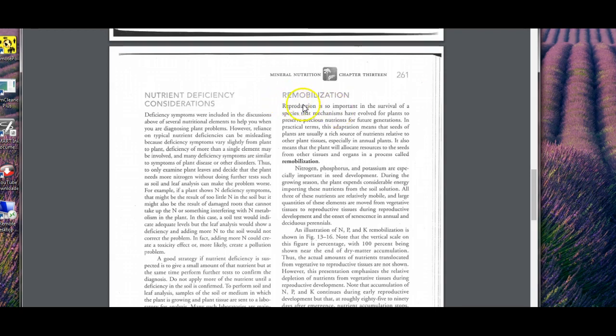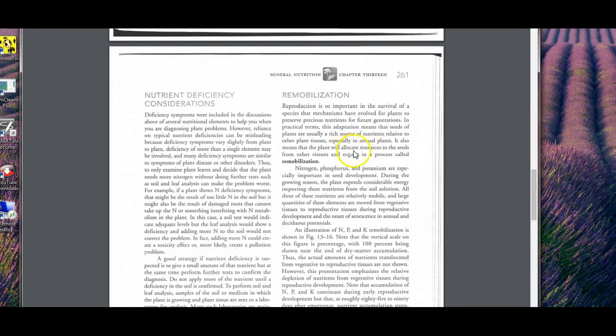Okay, so the last thing we want to talk about is remobilization of these nutrients. Basically, reproduction in plants is such an important part of survival that they have mechanisms to preserve nutrients for future generations. This means that seeds of the plants are a really rich source of nutrients. As the plant is developing, if we have adequate nutrients, all the nutrients are going to go into the seed, which will be its next generation.